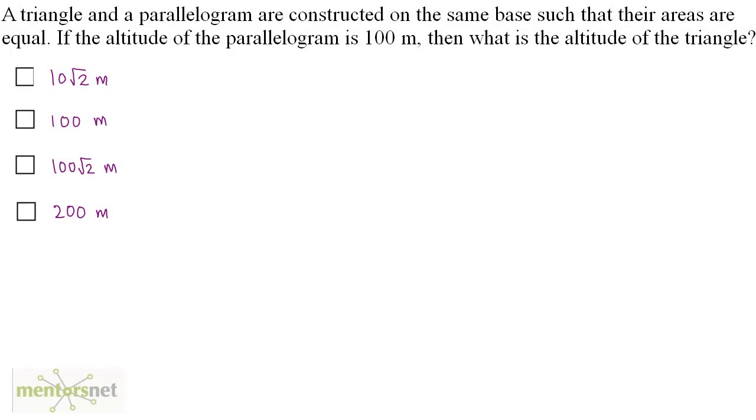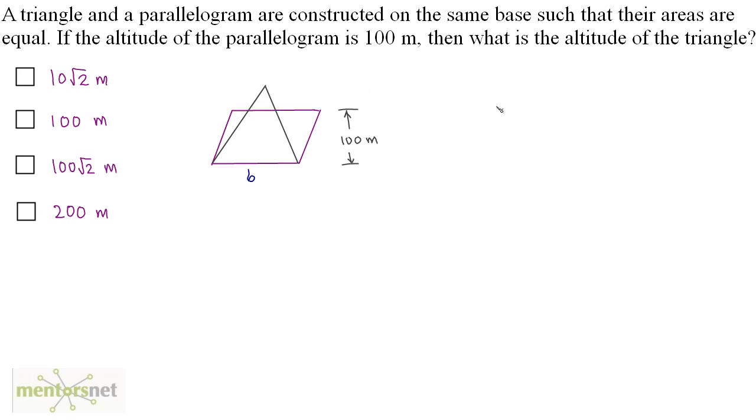A triangle and a parallelogram are constructed on the same base such that their areas are equal. If the altitude of the parallelogram is 100 meters, then what is the altitude of the triangle? So you have a parallelogram and a triangle having the same base, and you have been given the height of the parallelogram. Let us assume that the base of both of these is B, and let the height of the triangle be H.